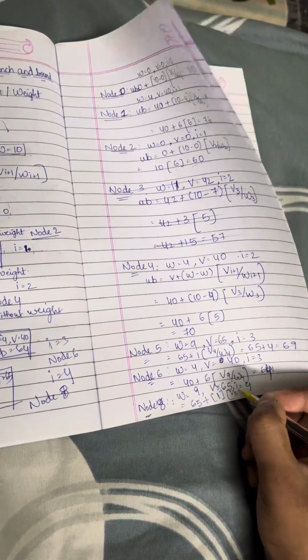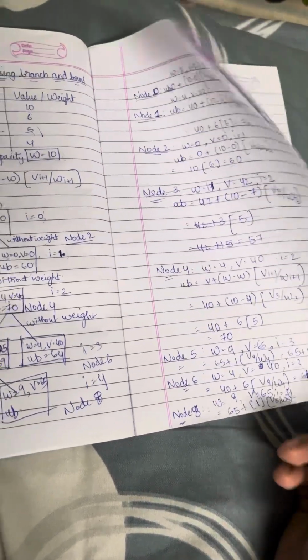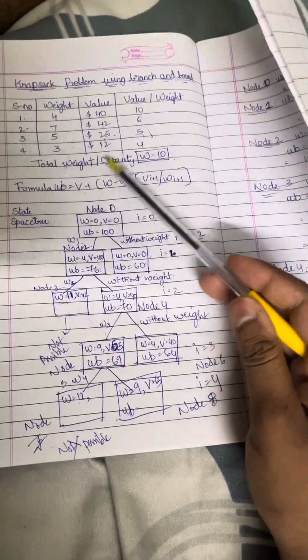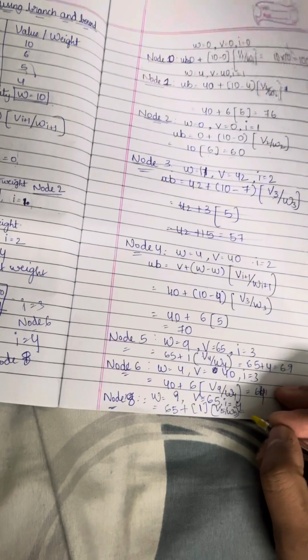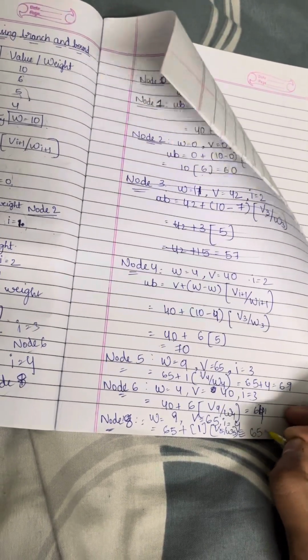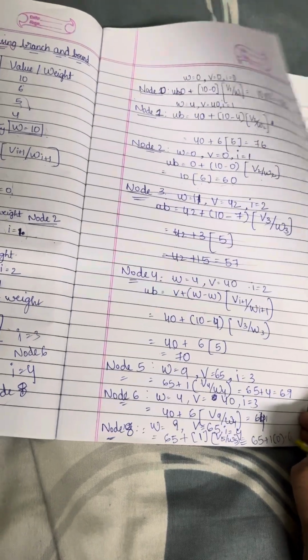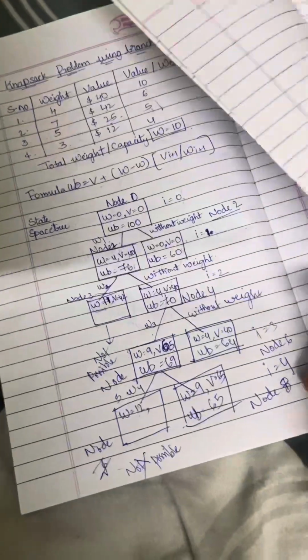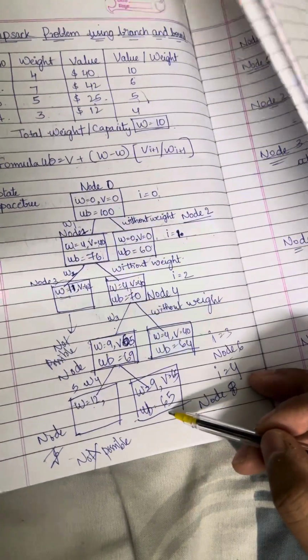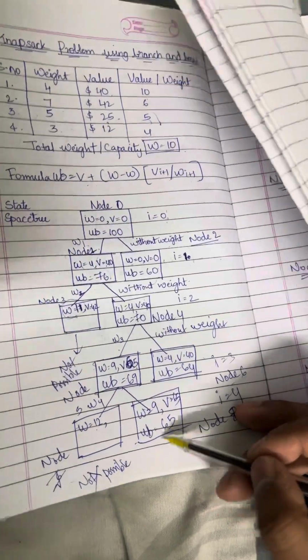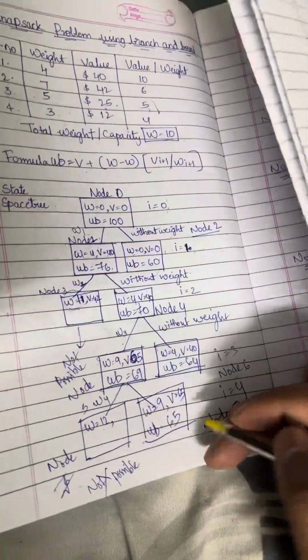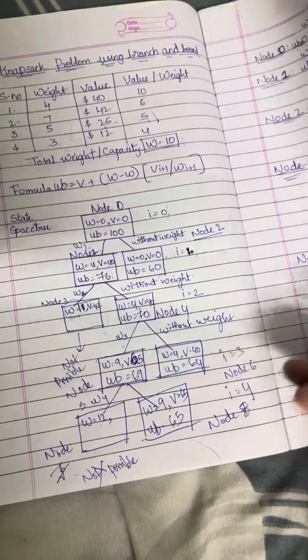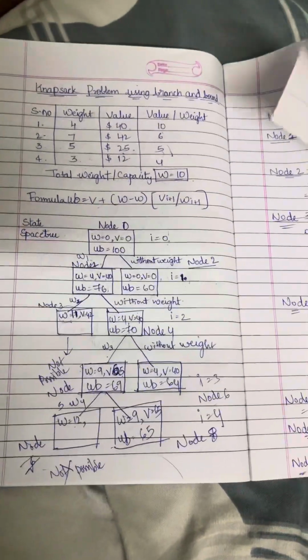Now V5 upon W5. Do we have any fifth value and fifth weight? No, right? So take 0 instead of those. Equal to 65 plus 1 times 0. You get like 65 is the answer. Upper bound value is like 65, and this is the final answer. As you'll be getting the same value towards the right side again and again, so we need to stop.